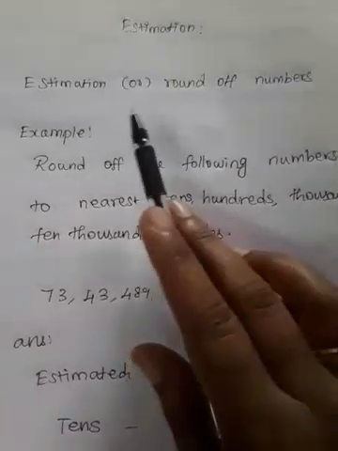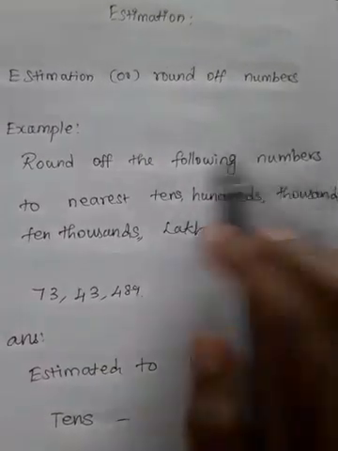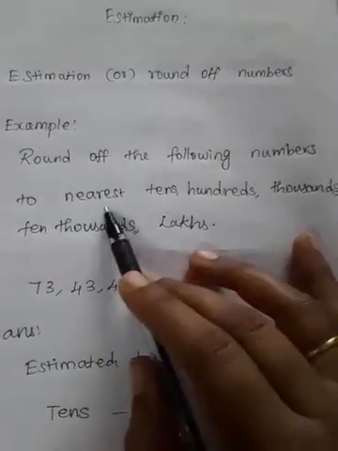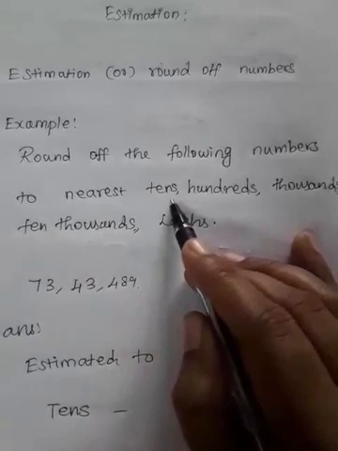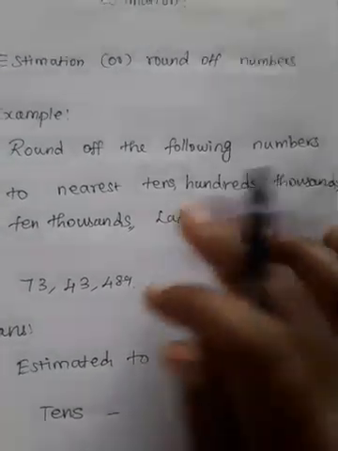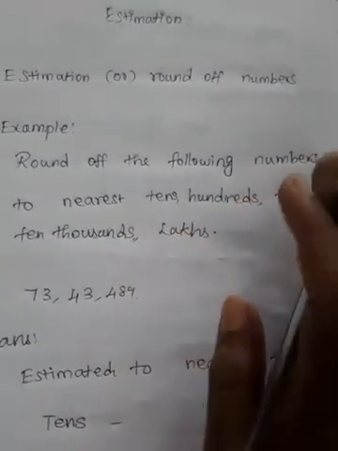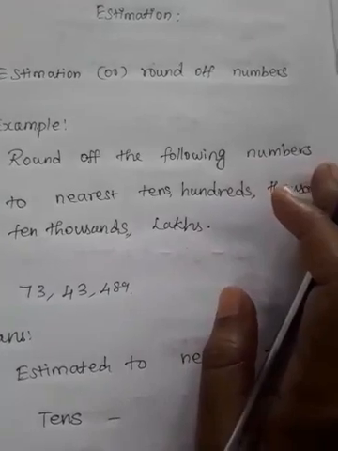Okay, so estimation or round off of numbers. The example is: round off the following numbers to the nearest tens. First you want to round off the number to the nearest tens, after that you want to round off to the nearest hundreds, then thousands, then 10,000, after that you want to round off to the lakhs. Okay, so this is very easy.